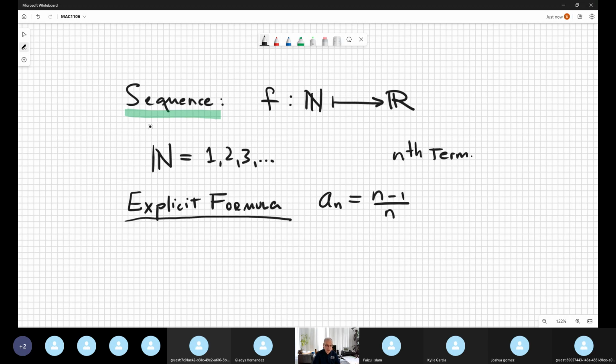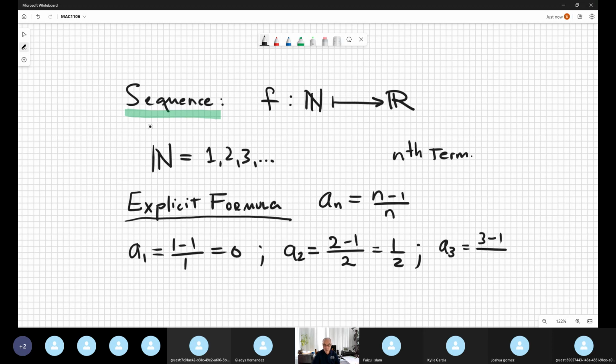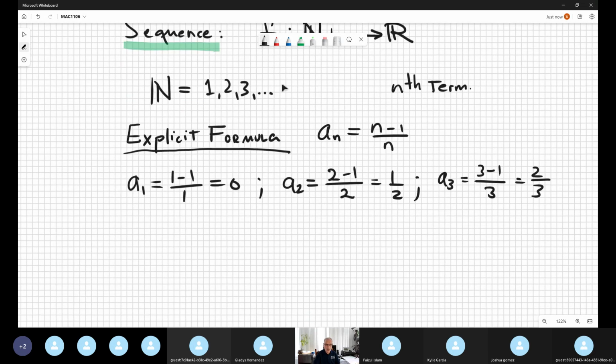Now a classical example is, well, compute the first five elements in the sequence. Okay, let's do it. So A1, you declare that n is 1, is 0, because 1 minus 1 divided by 1 is obviously 0. A2, you replace n for 2, 2 minus 1 over 2. This is 1/2, and so on. A3 is 3 minus 1 over 3, is 2/3. And we can predict without computation because the numerator is 1 less than the denominator. So A4 is 3 over 4.